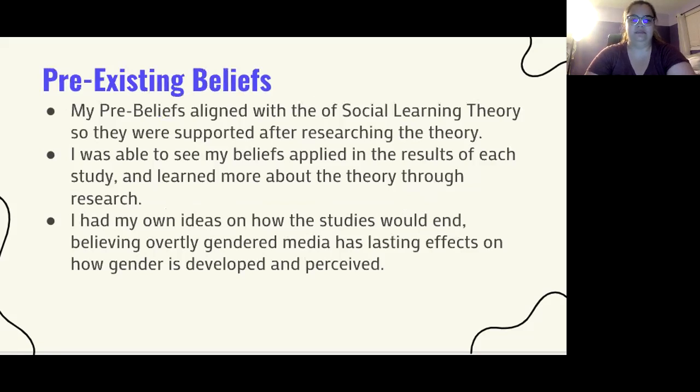So my pre-existing beliefs aligned with social learning theory. I had an idea that what surrounds you can influence how you perceive yourself and how you develop. I was able to see my beliefs applied in the results of each study and learn more about the theory through the research, and I was able to see the real world applications and how it can be applied to research. And I had my own ideas how the studies would end. They pretty much aligned with the hypotheses of each study.